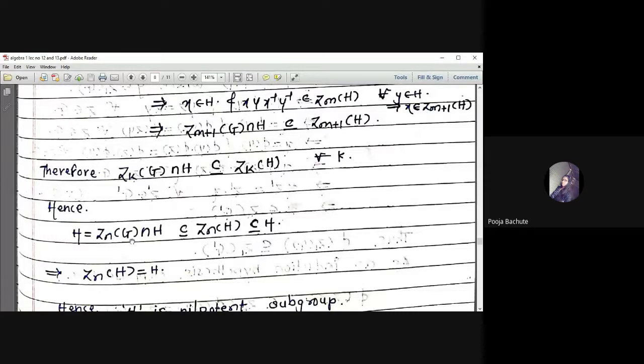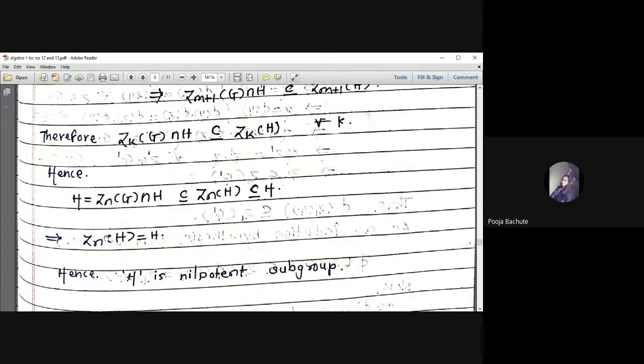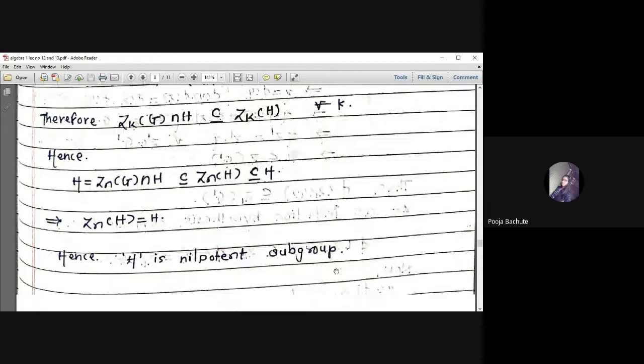लेफ्ट साइडला पण H आहे, राईट साइडला पण H आहे, म्हणजे हा काय येणार? Zn of H is nothing but H. Okay, here in the left side also H and also at the right side is H is there, subgroup. So Zn of H is nothing but whole H. So here we get the smallest integer n such that Zn of H is equal to H. It implies that H is nilpotent group by the definition of nilpotent group. Okay, H is nilpotent subgroup of G.